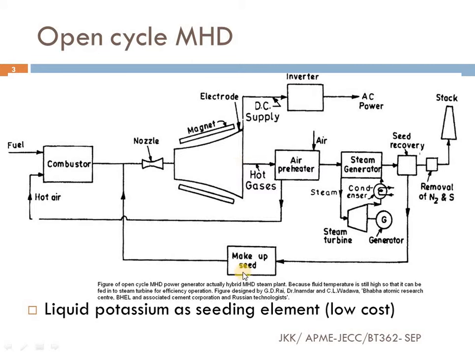Here you can see the seed cycle coming like this, and the seeding element is mixed with the output of the combustor before it gets high velocity. The seeding is to increase the conductivity. As the conductivity increases, the efficiency, or the easiness of generating electricity, will be more. That's why we increase the conductivity.